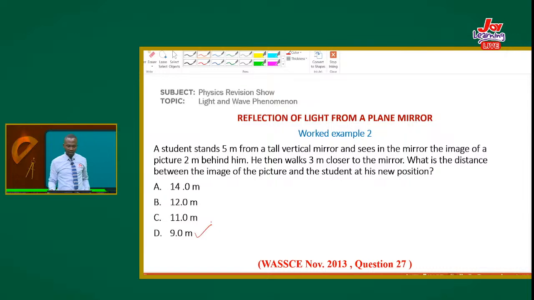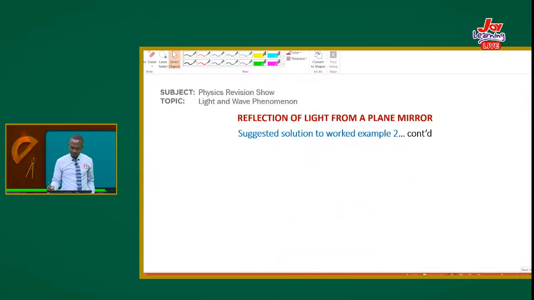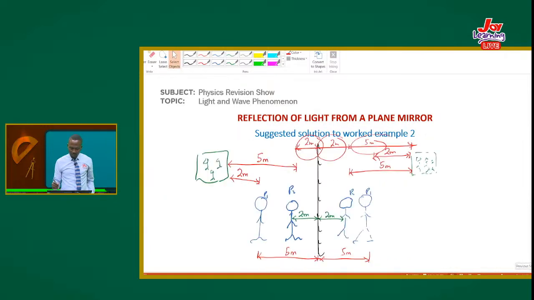9 meters. So that would be the distance between the image of the picture and the student at his new position. I am sure you have understood what we have done. So at his new position here, 2 plus 2, 4, and the distance from here to there gives us 5. So we can move on with our lesson. All right.